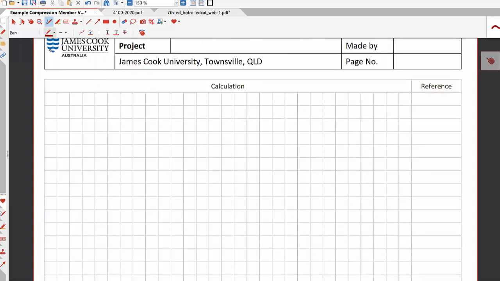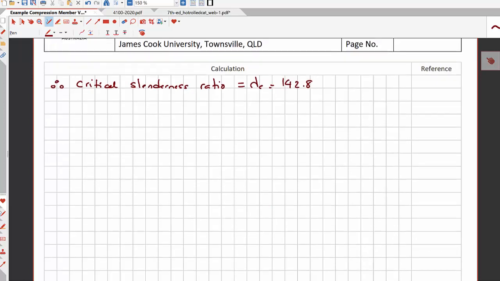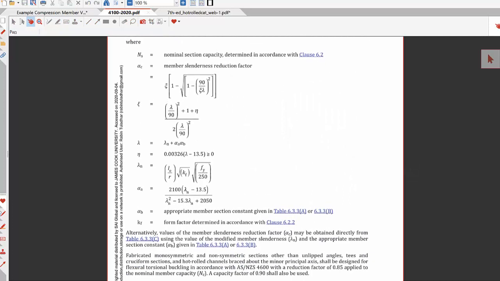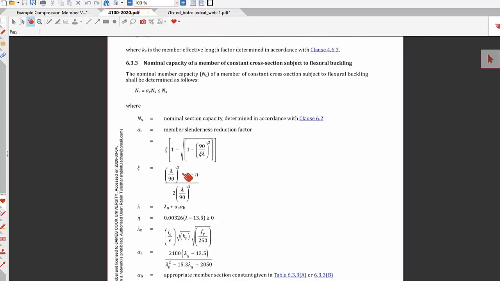So let's write it down here. That is lambda E equals 142.8, the bigger one of the two. So it will be buckling about the y-axis. Now, as AS4100 gives, we can find out the modified slenderness ratio, lambda N. As you can see, lambda N is nothing but lambda E, square root of KF and square root of FY over 250. So it's coming from clause number 6.3.3.